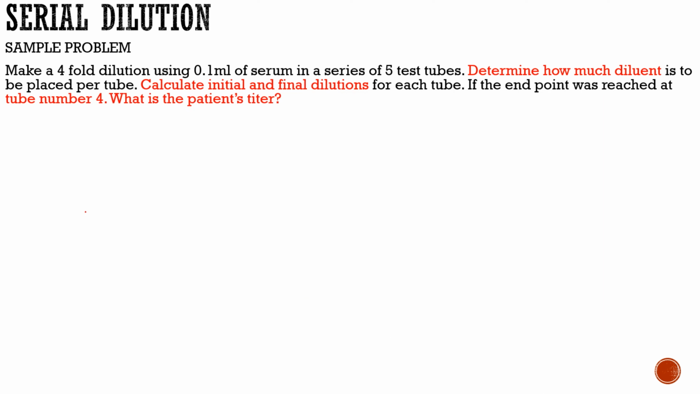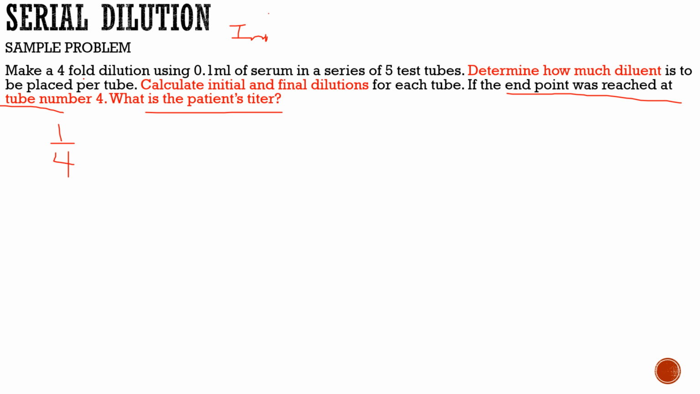Ito. Make a 4-fold dilution using 0.1 ml of serum in a series of test tubes. Determine how much diluent is to be placed per tube and calculate the final dilutions for each tube. Now, if the endpoint class was reached at tube number 4, what is the patient's titer? Again, di ba kapag sinabing titer, this is the dilution where there was a reaction that occurred. So, ang una yung gagawin dito, identify your initial dilution. So, ang initial dilution nyo is 1 is to 4.